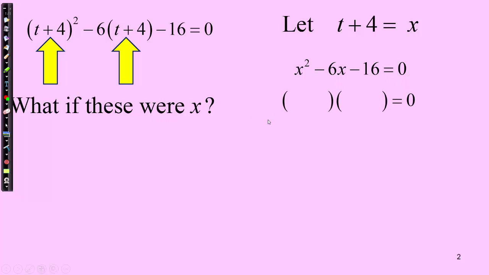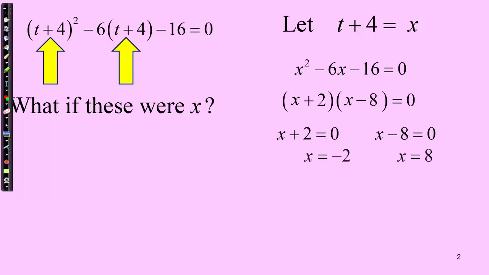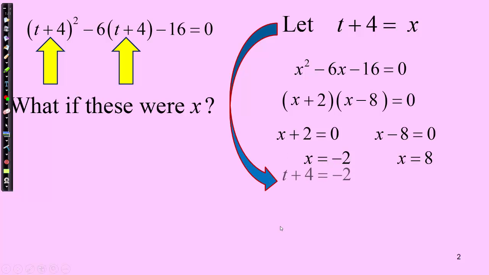We factor that. Two things that multiply to give x squared, x and x. Two things that multiply to give 16, 8 and 2. Opposite signs, negative on the larger. Set each of those equal to 0. Solve each of those. And take the t plus 4 and put it back in place of the x's. So there's the trick to solving equations that are kind of like quadratics. Finish solving these, and we've got the two answers.